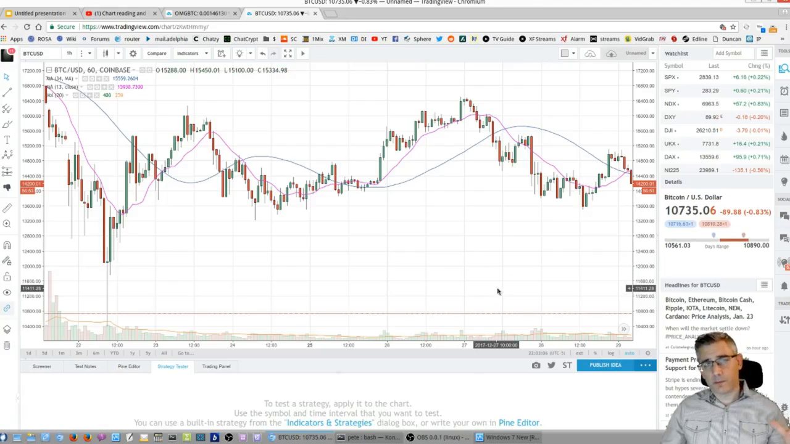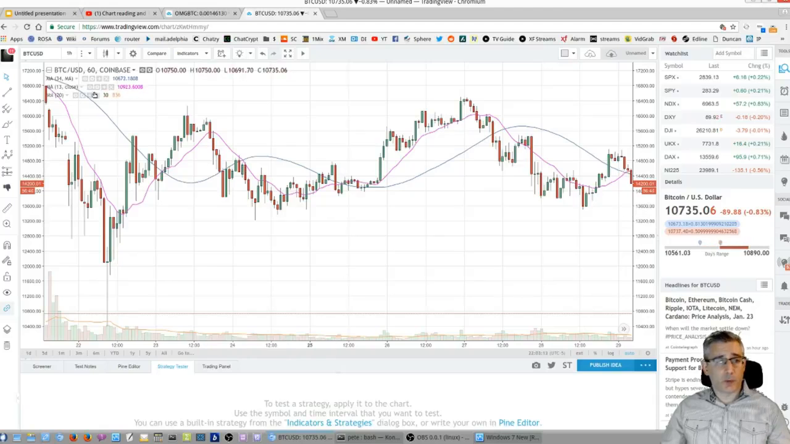So here's Bitcoin. We're going to look for a triangle, a bullish triangle on Bitcoin. We're going to use the trend tool here, this little line, and we're going to find, here's a good one right here. There's actually two. So if I drew it out, it would look like this.